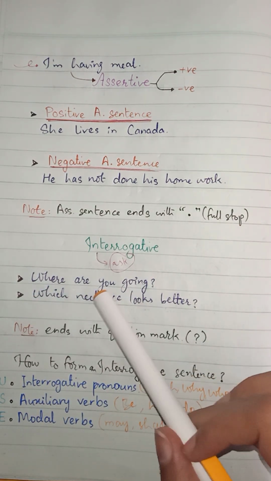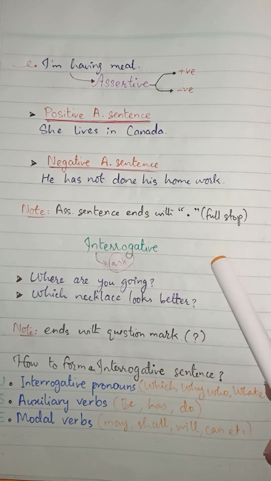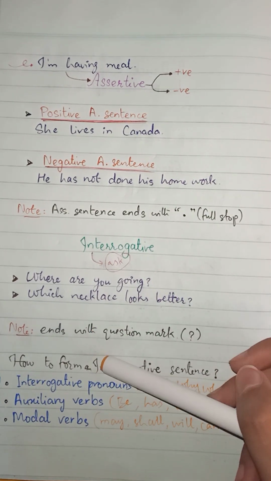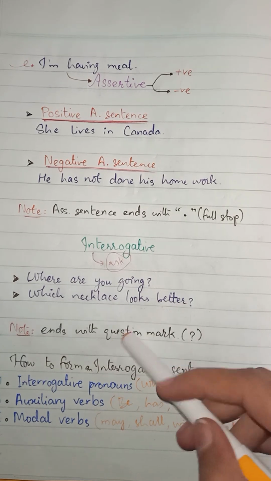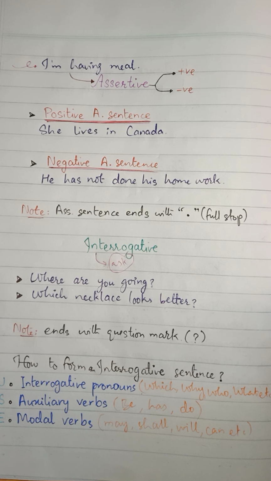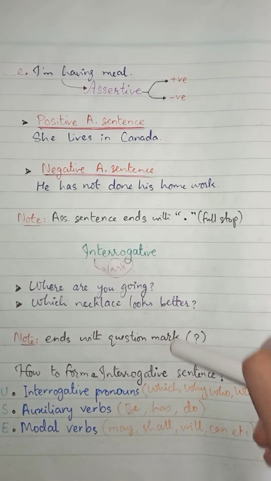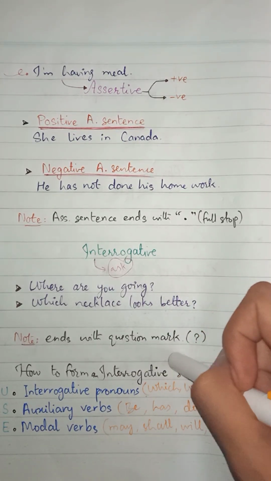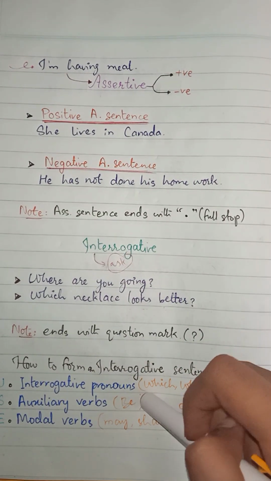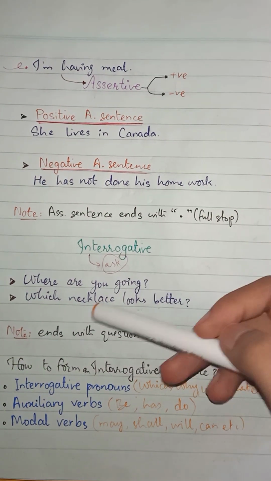Where are you going? Which necklace looks better? So you are asking questions. These are examples of interrogative sentences. And something to note here is that they always end with a question mark, because a question is being asked in these sentences, right? I'm teaching this in the lecture, but you not only have to understand this, you have to practice it by forming sentences with each type.